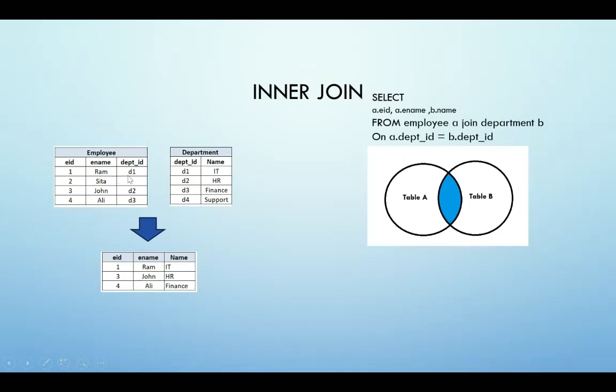For employee 1, we have department 1, so we got IT as a department. For employee 3, we have department as D2. The corresponding match in department table is HR. We got HR as a department name for employee 3. For employee 4, the department ID is D3. The corresponding match in the department table is finance, and we got that as a department for employee 4. So the Venn diagram over here represents you a clear understanding of the matching records which are represented in color blue. I hope the inner join is clear for you.